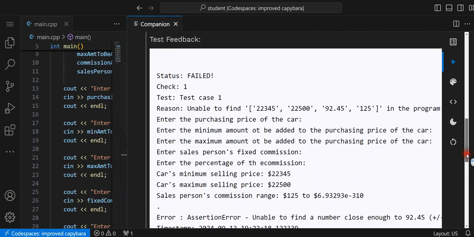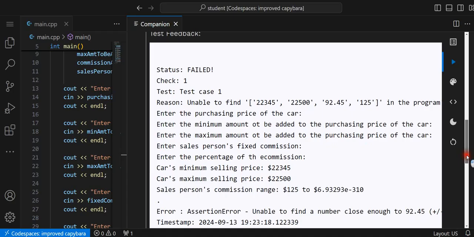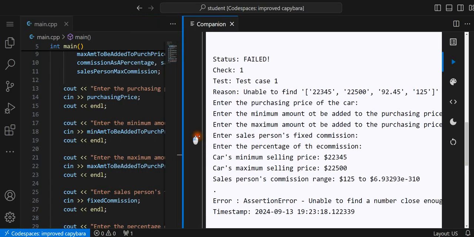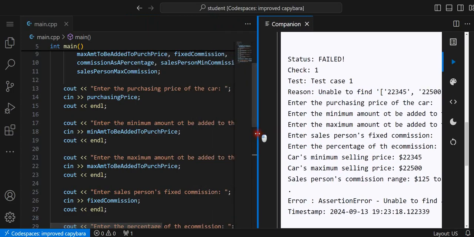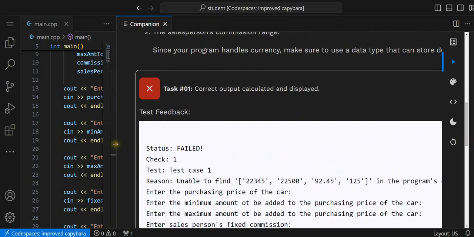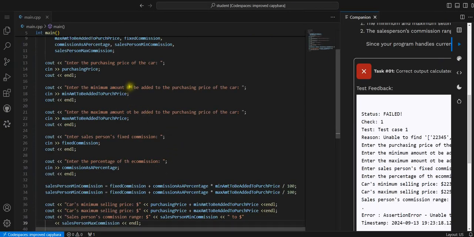Using find these numbers 22, 245 in the program, enter the purchase price of the car. So where did they get these numbers from? Let me look at my code and compare it to these statements. Again, I thought I got that right. Let me pause it so I don't waste time. Found some, hopefully you found these before I did.